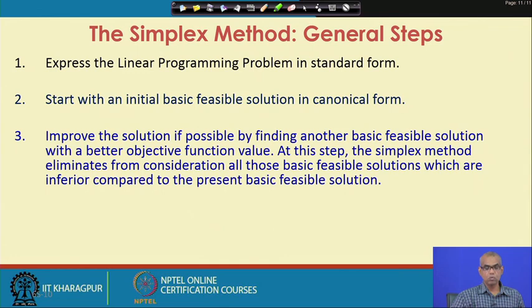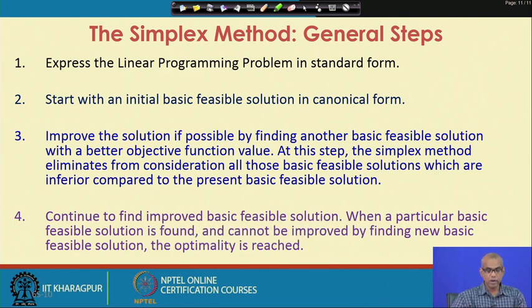Once we have a starting basic feasible solution, we would like to improve the solution by finding another basic feasible solution with a better objective function value. So, if I am maximizing a problem, I would like to find another basic feasible solution with an objective function value which is higher than the current basic feasible solution. At this step, the simplex method eliminates from consideration all those basic feasible solutions which are inferior compared to the present basic feasible solution.